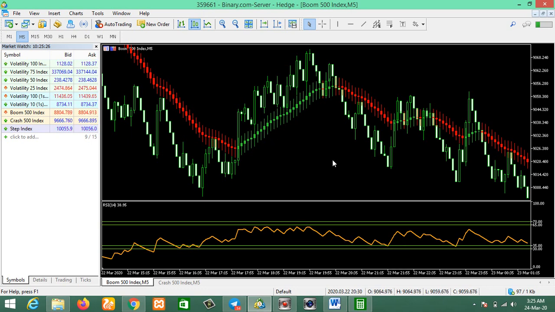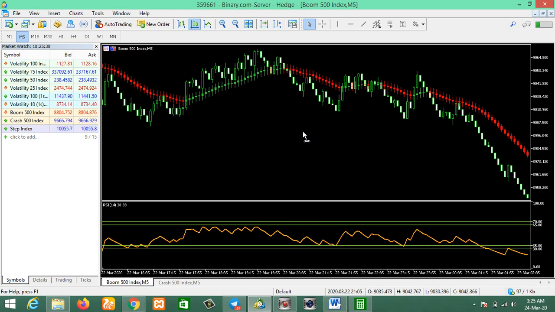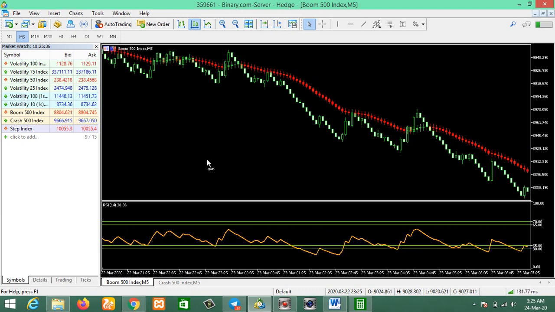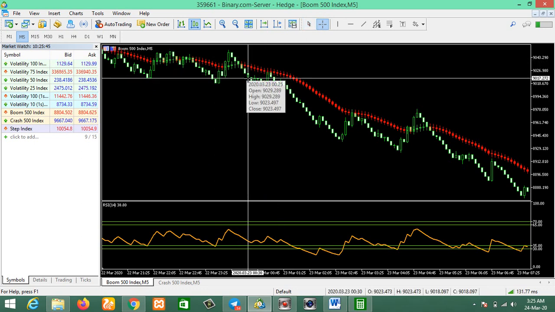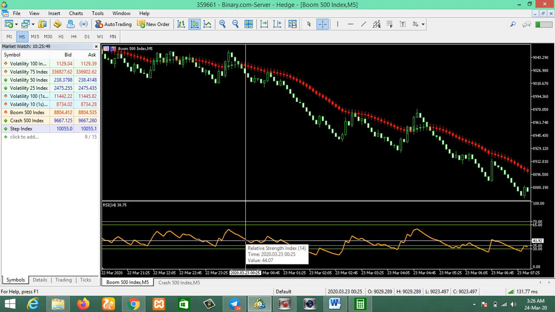Okay, now let's combine it with our awesome indicator right here. So this indicator shows 2 signals. The red is the downtrend, while the green is the uptrend. So we are only interested in the red here. So for example, let's pick this and see. We have our red came out in this place. It came out here, but also the value of our RSI at this point is what? Is 44. Also is less than 50.